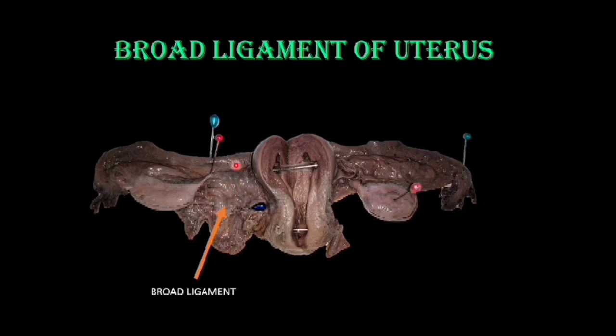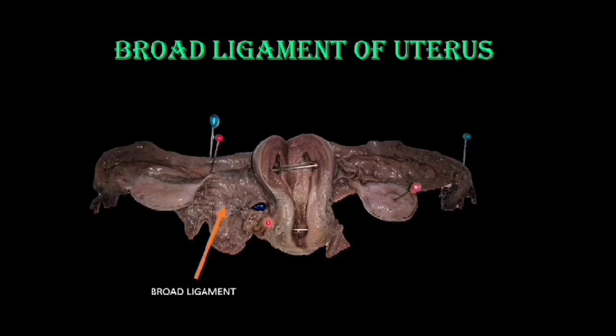The upper border is free where both layers are continuous with each other. In the upper border, the medial 3/4 contains the uterine tube, whereas the lateral 1/4 contains the suspensory ligament of ovary. Now, the lower border is also known as the base of the broad ligament. It is attached to the pelvic floor, and here both the layers diverge. The ureter passes below the lower border and the uterine artery enters the broad ligament through this region after crossing above and in front of the ureter.